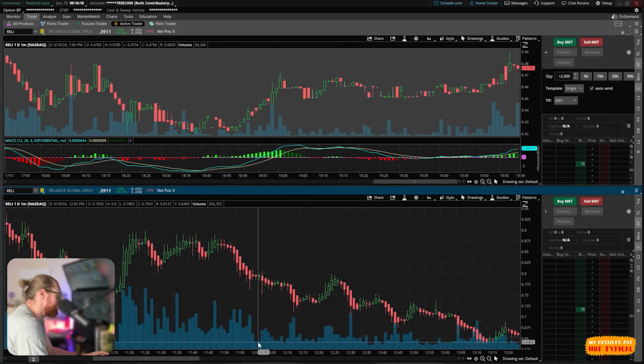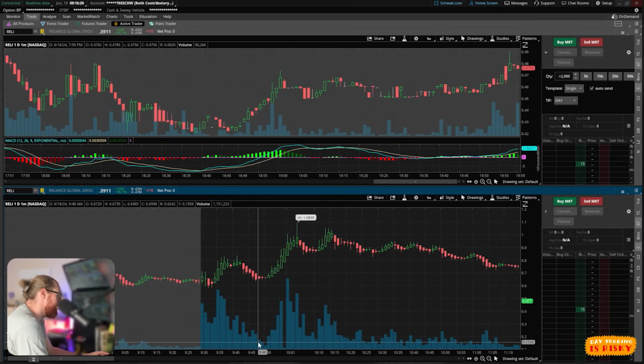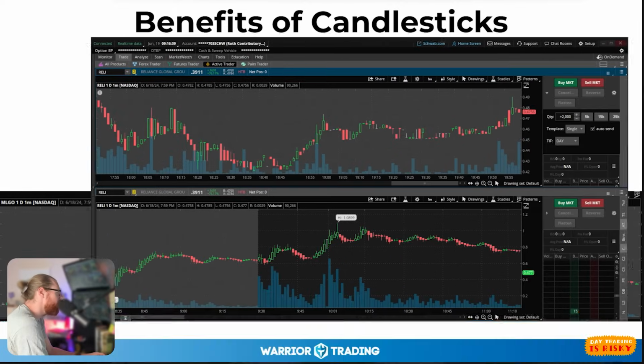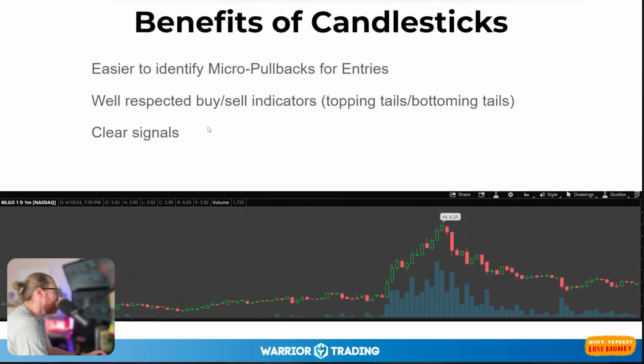Now, this is obviously trending down right here. This area, we were trending up nicely. So that's a little spot right there, which could have given you a nice entry. In any case, I think that it's a nice tool to add to your toolkit. And like any other indicator, it's only going to be helpful if you're using it consistently, but there are going to be times where I think it's going to help you a lot.